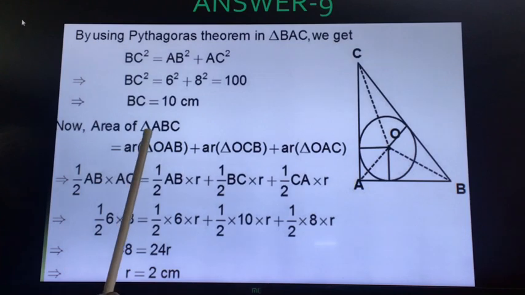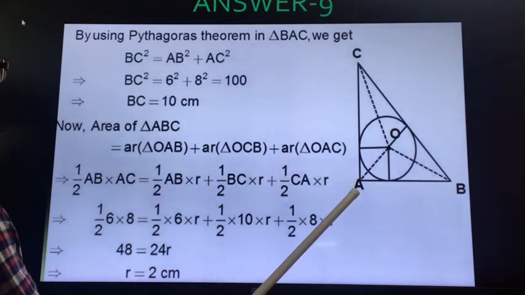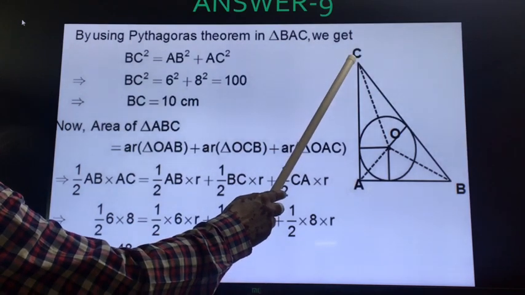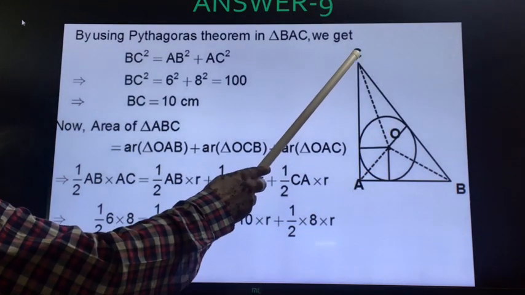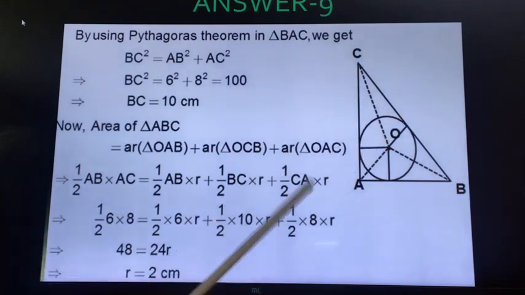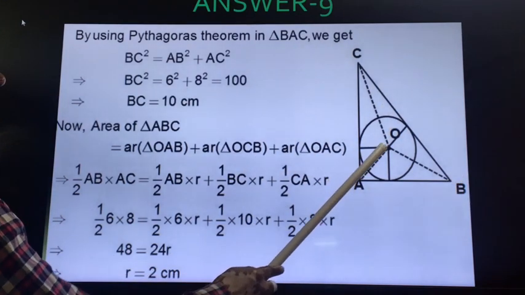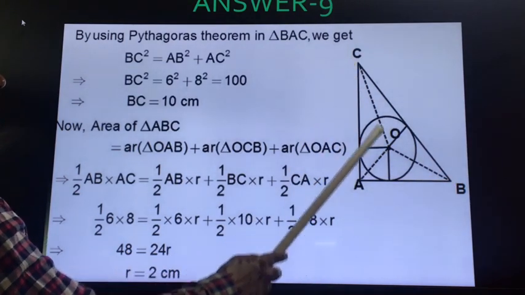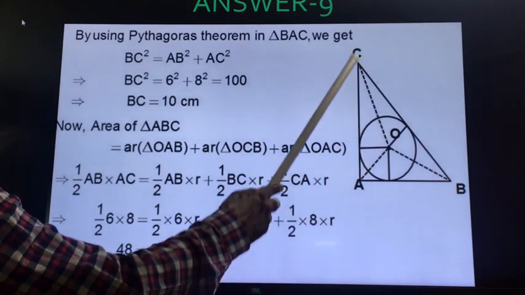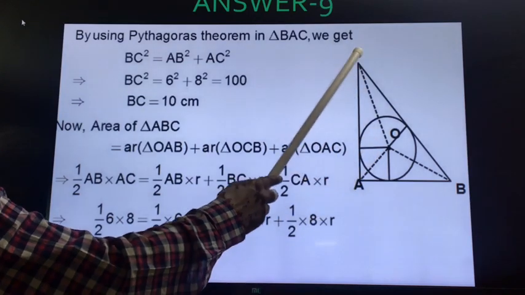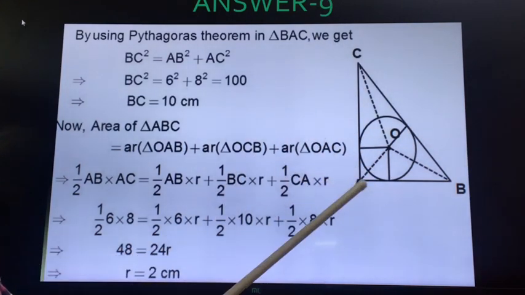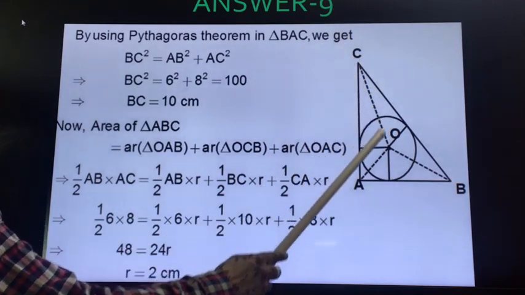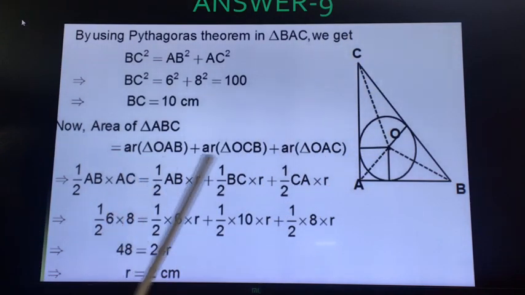After that, we will find out the area of triangle ABC by using the area of small triangles. So area of this big triangle ABC will be equal to area of triangle OAB plus area of triangle OBC plus area of triangle OCA. So area of one big triangle is equal to area of triangle AOB, area of triangle BOC plus area of triangle COA. We will apply this formula.